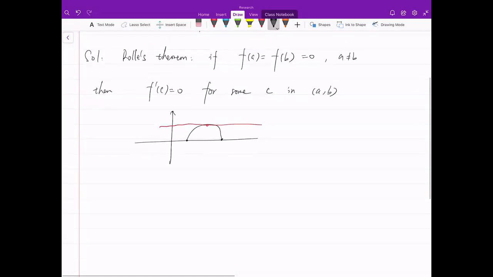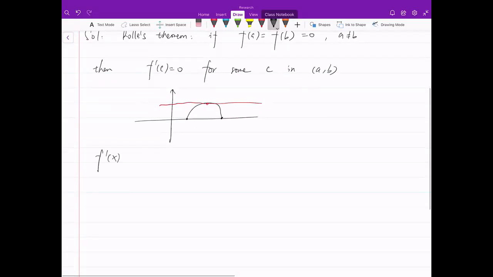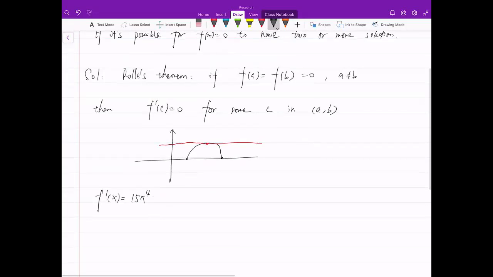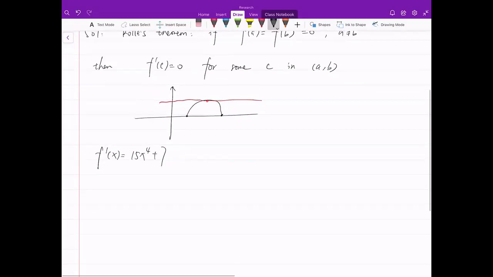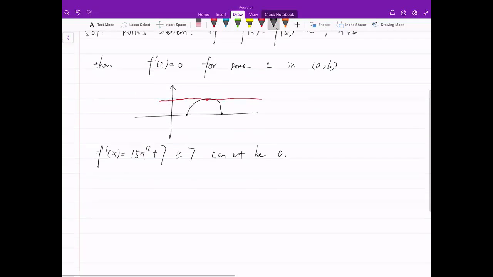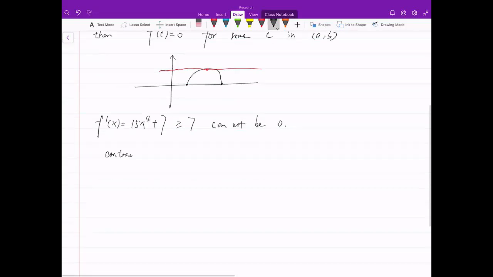With that in mind, you check the derivative, and you find no matter which x you plug in, this is always positive or 0. Plus 7, this is definitely bigger or equal to 7. Cannot be 0. So like the example we showed in class, we prove by contradiction. If there are 2 roots, this happens, but if this happens, there will be a contradiction. Therefore, this cannot happen. So it contradicts f prime c equal to 0.